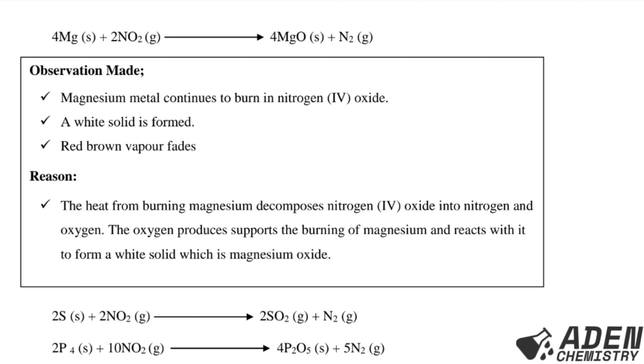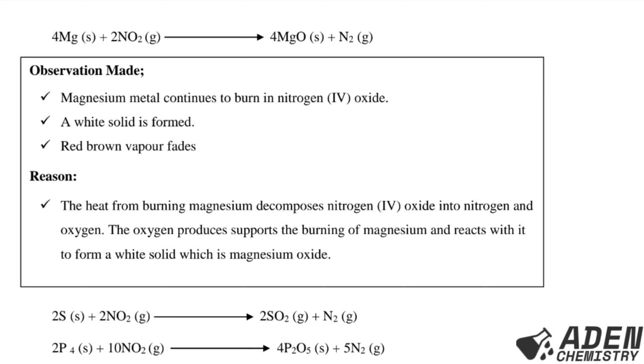The reason for these observations is that the heat from burning magnesium decomposes nitrogen peroxide into nitrogen and oxygen. Therefore, the oxygen produced supports the burning of magnesium and reacts with it to form a white solid, which is magnesium oxide. And nitrogen gas is also formed, which is a colorless gas.